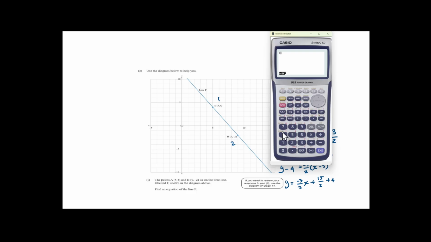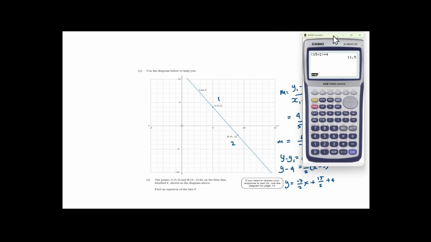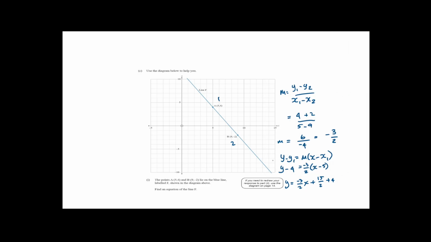15 divided by 2 is 7.5. Plus 4 is going to be 11.5, isn't it? Yes, 11.5. So this graph has the equation y equals -3 over 2 x plus 11.5.